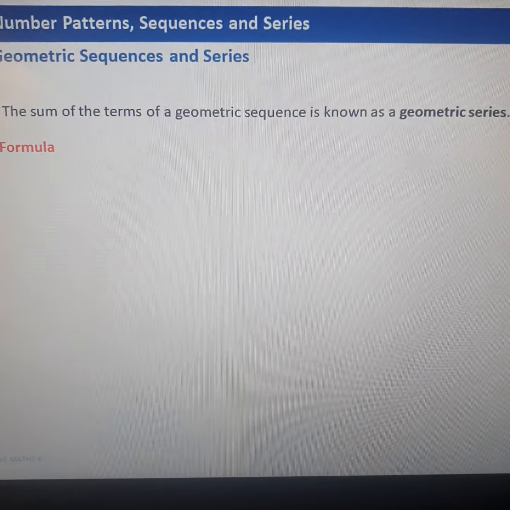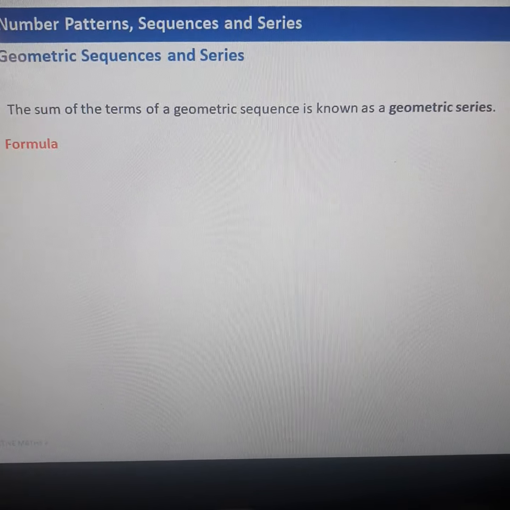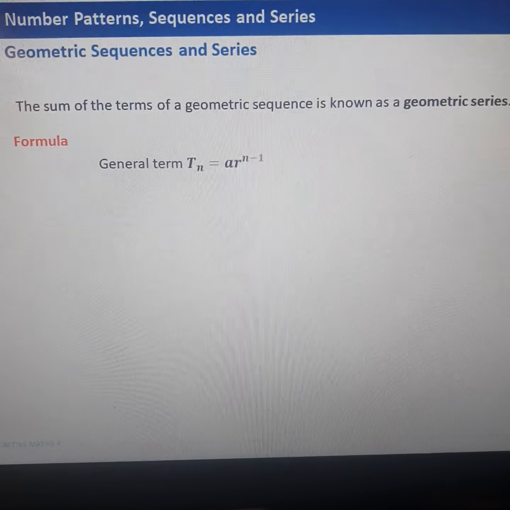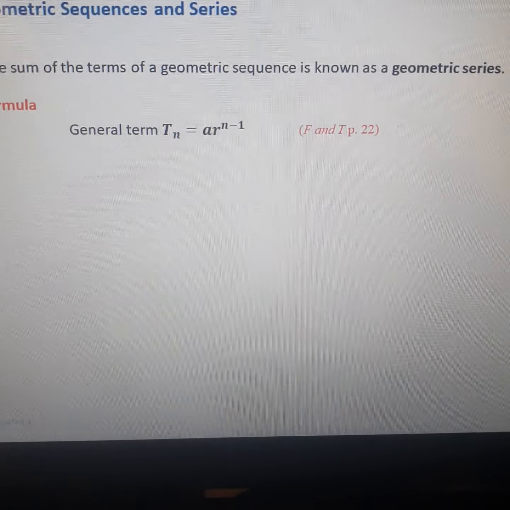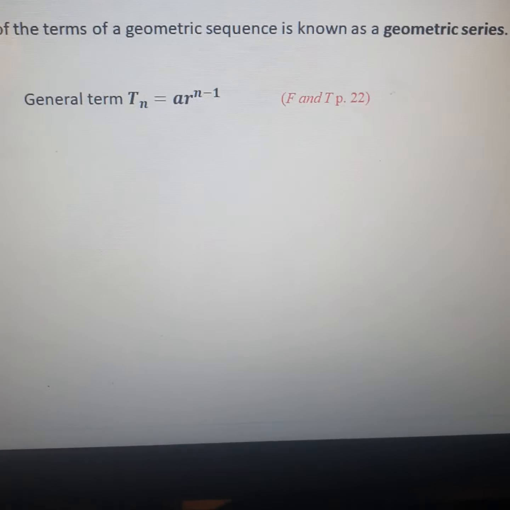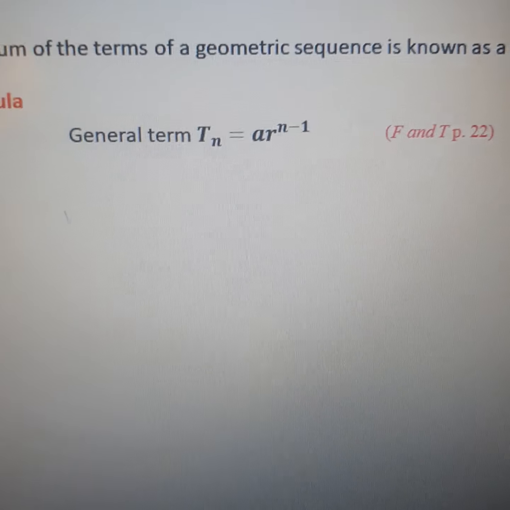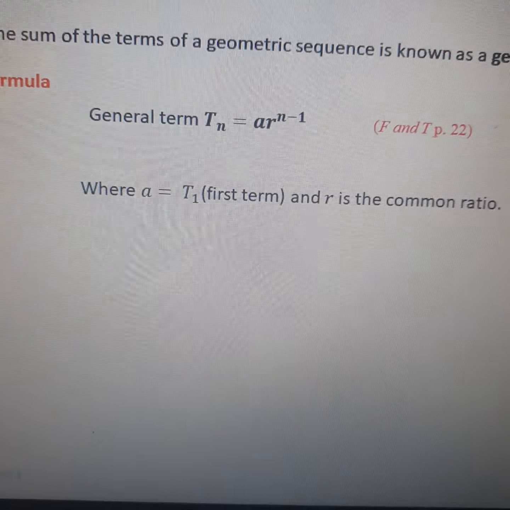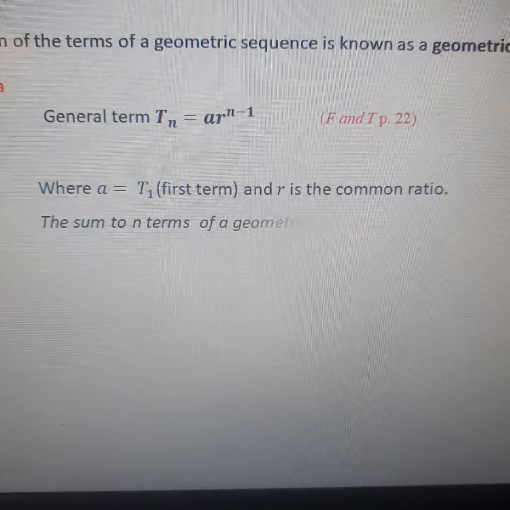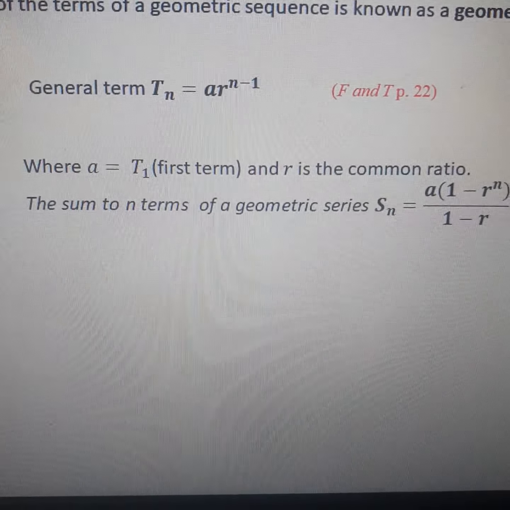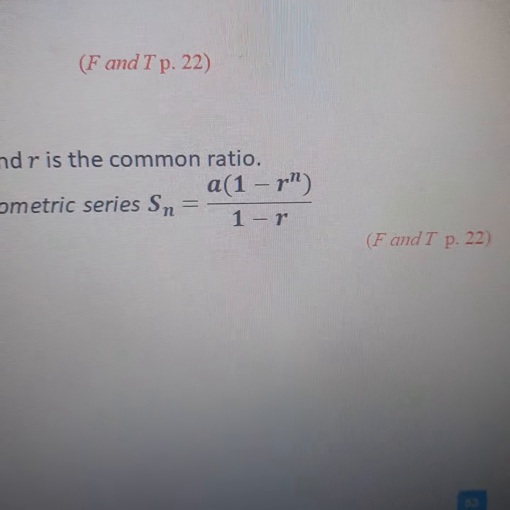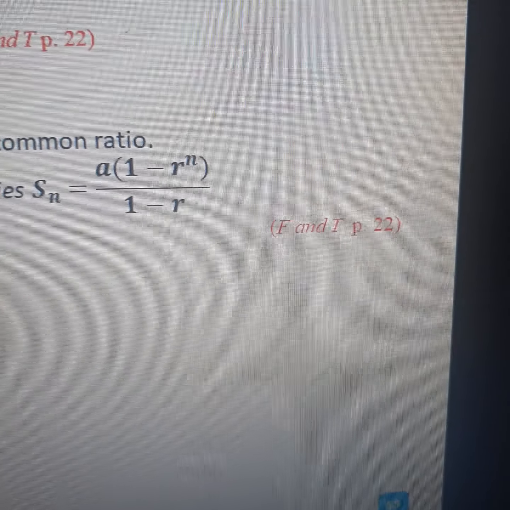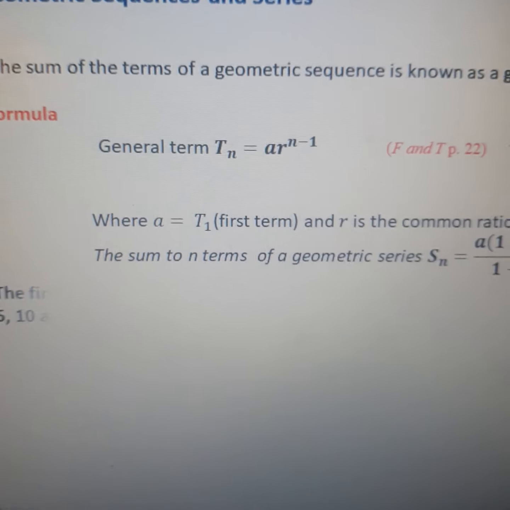So the sum of the terms of a geometric sequence is known as a geometric series. And the formula for the general term now is Tn is equal to A R to the power of n minus 1. It's in your formula and tables book, as it says here, where A is the first term and R is the common ratio. Then the sum of n terms of a geometric series is Sn is equal to A bracket 1 minus R to the power of n, all divided by 1 minus R. Again, it's in your formula and tables book, but just know when to use it.